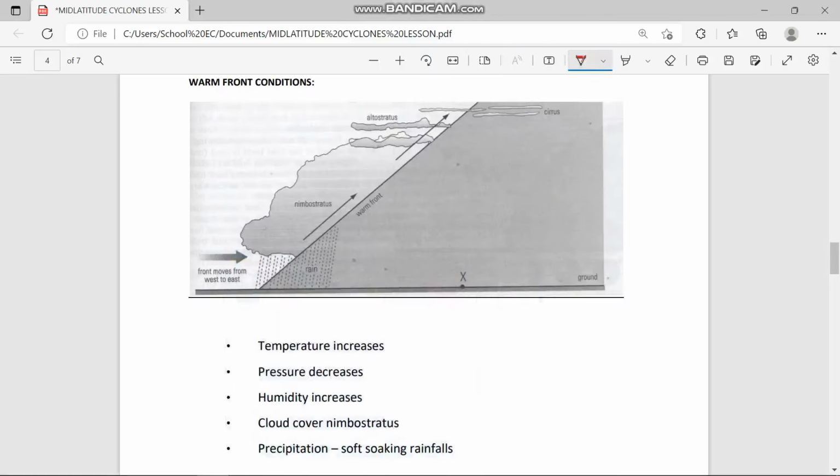Now let's move to warm front conditions. Under warm front conditions, the temperature increases. Warm also means hot, or partially hot. I can say partially hot. Not hot, because hot air is very hot, but warm air is partially hot. So the temperature of the air under this warm front, or in the warm sector, is increased, meaning that the air is warm, partially hot.